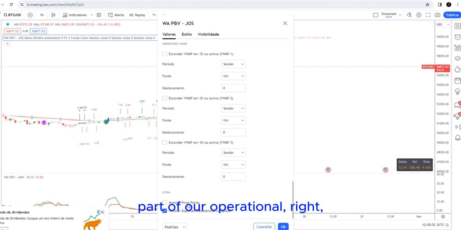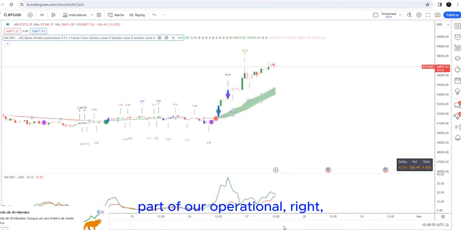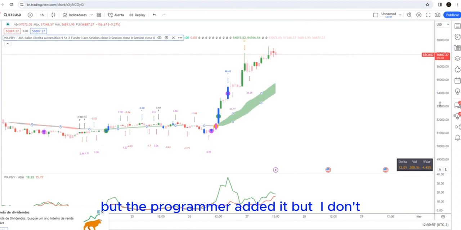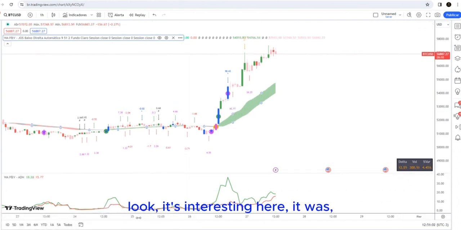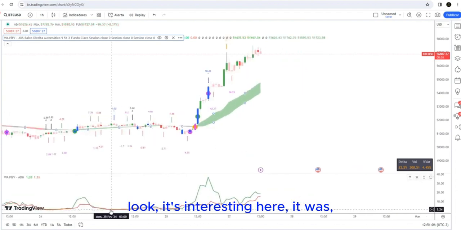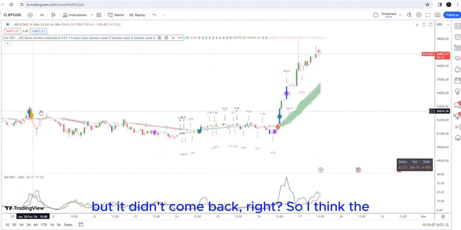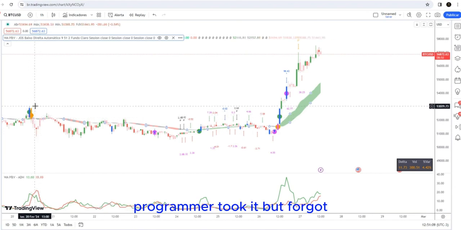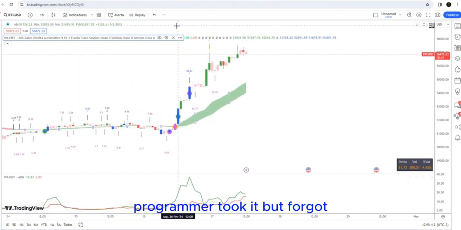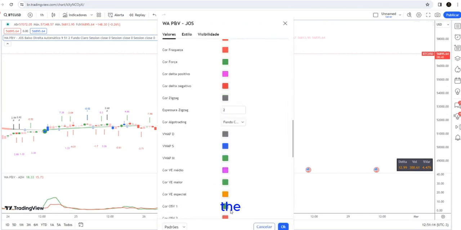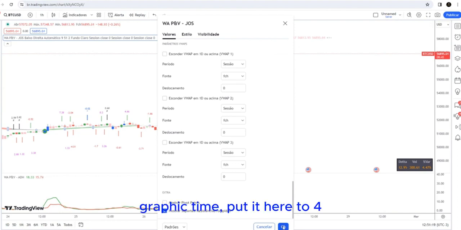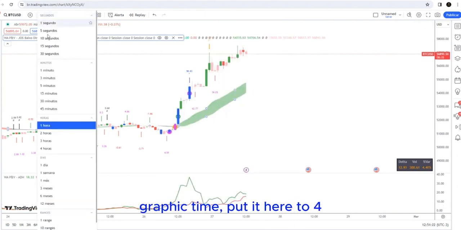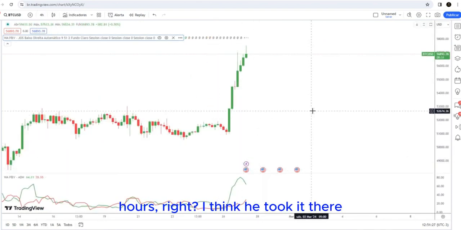This pivot point is not part of our operational system, right? But the programmer added it, but I don't even know if he already took it out. Look, it's interesting here. It was there, but it didn't come back, right? So I think the programmer took it out but forgot. The strange thing is showing up. Let's change the chart time. Put it here to 4 hours, right? I think he took it out there. Support, resistance, but otherwise everything is there.